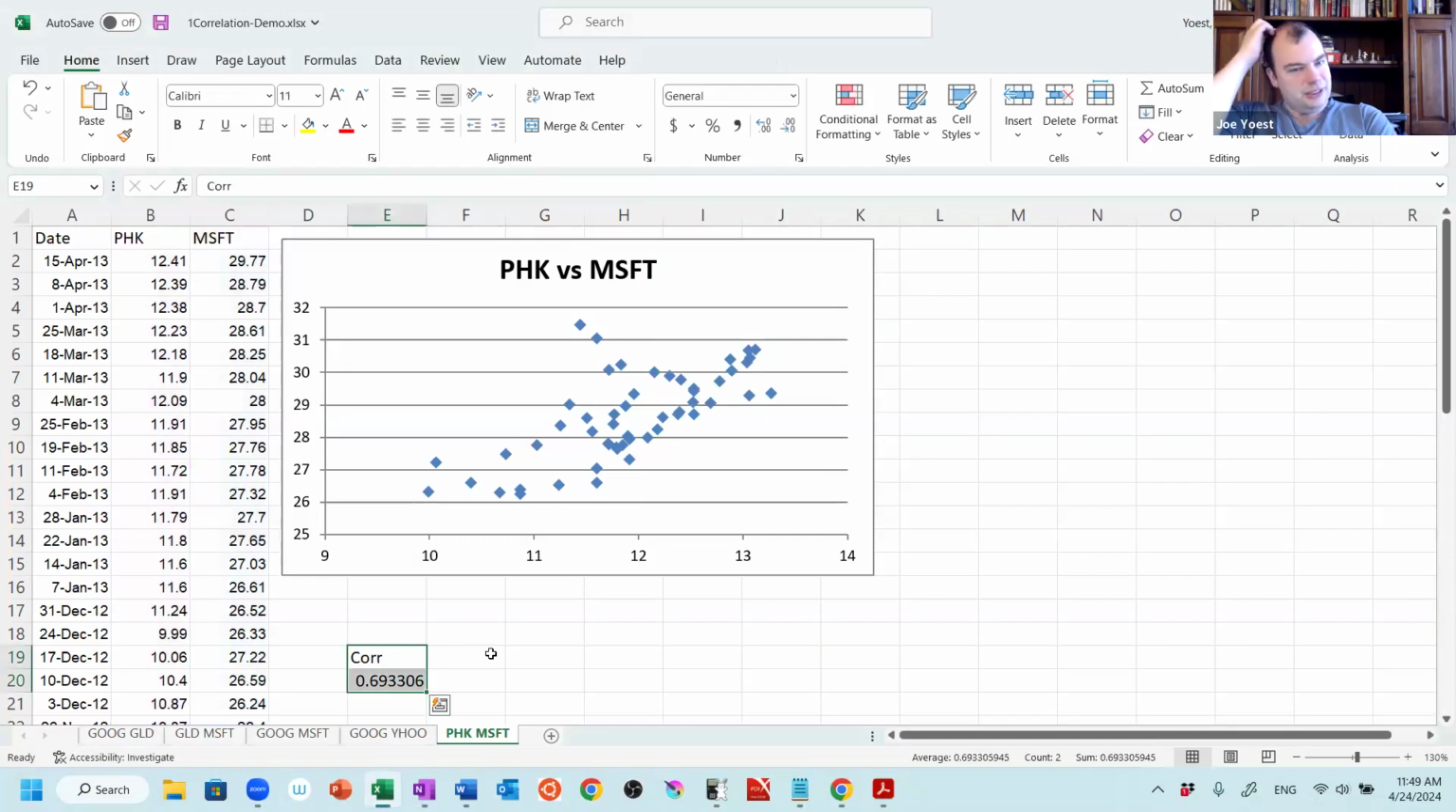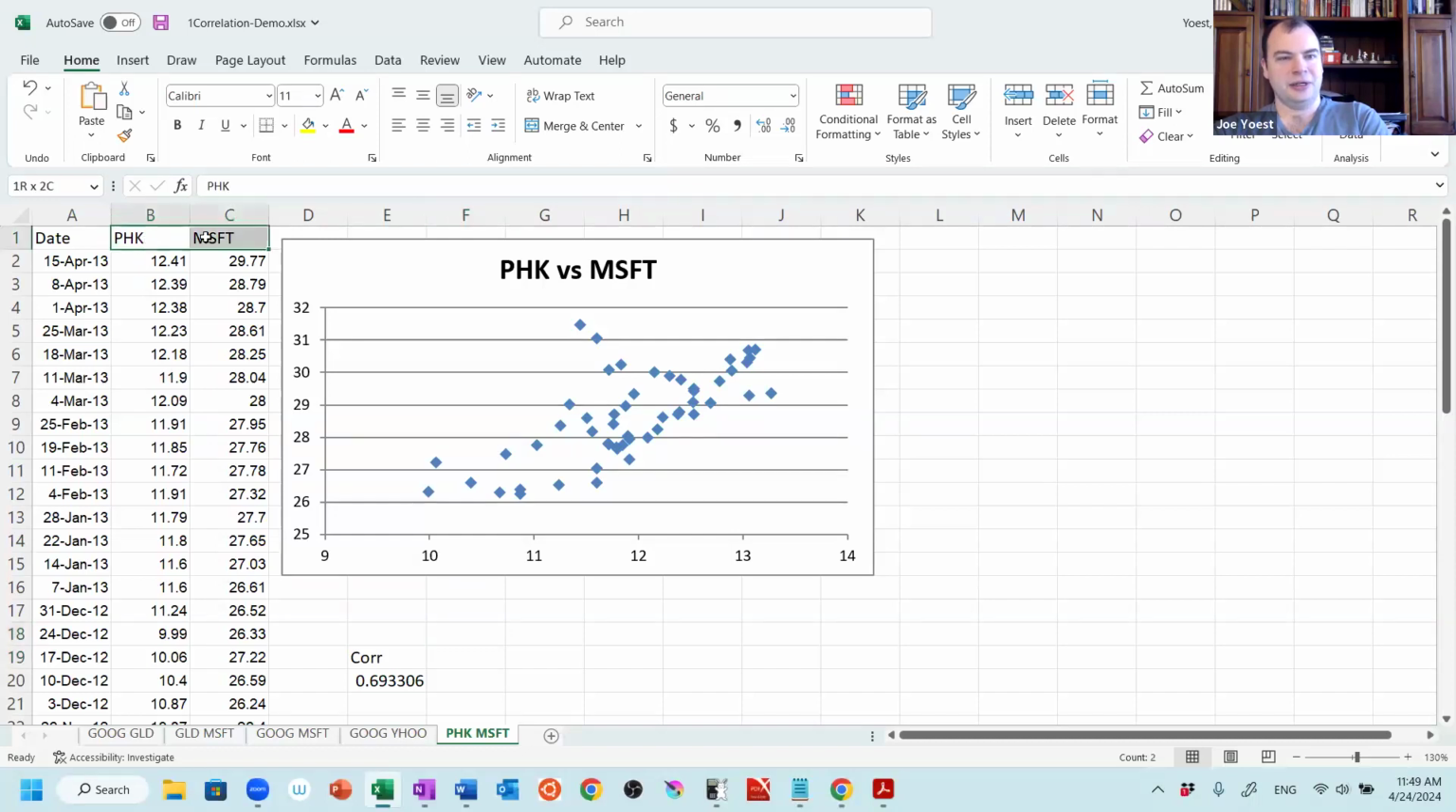And again, I see a correlation that's 0.69 or so. That's a good bit closer to 1 than 0. So I think that there is indeed a strong linear relationship between these two variables. And the nature of that linear relationship is positive: when Microsoft is higher than usual, PIMCO is also higher than usual, and vice versa.